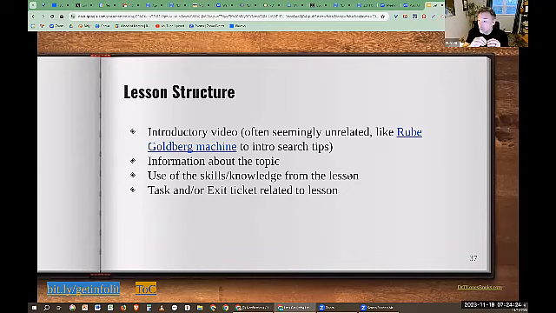After we do the video, there's usually information about, here's what we're talking about today. Like, here's the specific topic. And sometimes there's a little bit of a summary of, okay, we talked about this before. We talked about this before.